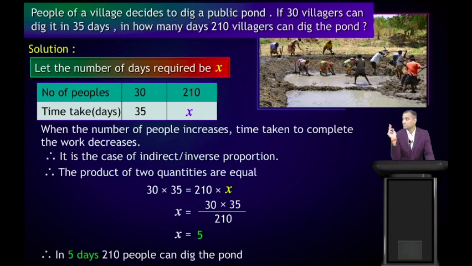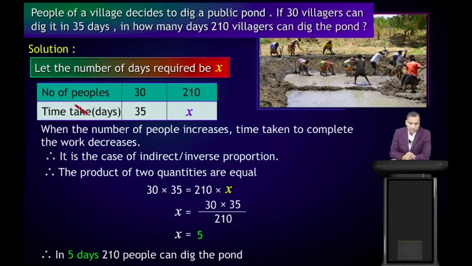So here you can see easily that 30 people can dig a pond in 35 days, but if the people are more, 210, then it takes only 5 days. Okay, so this is the case of indirect proportion. Okay students, I think now you understood. So let's revise. How did we solve this one?